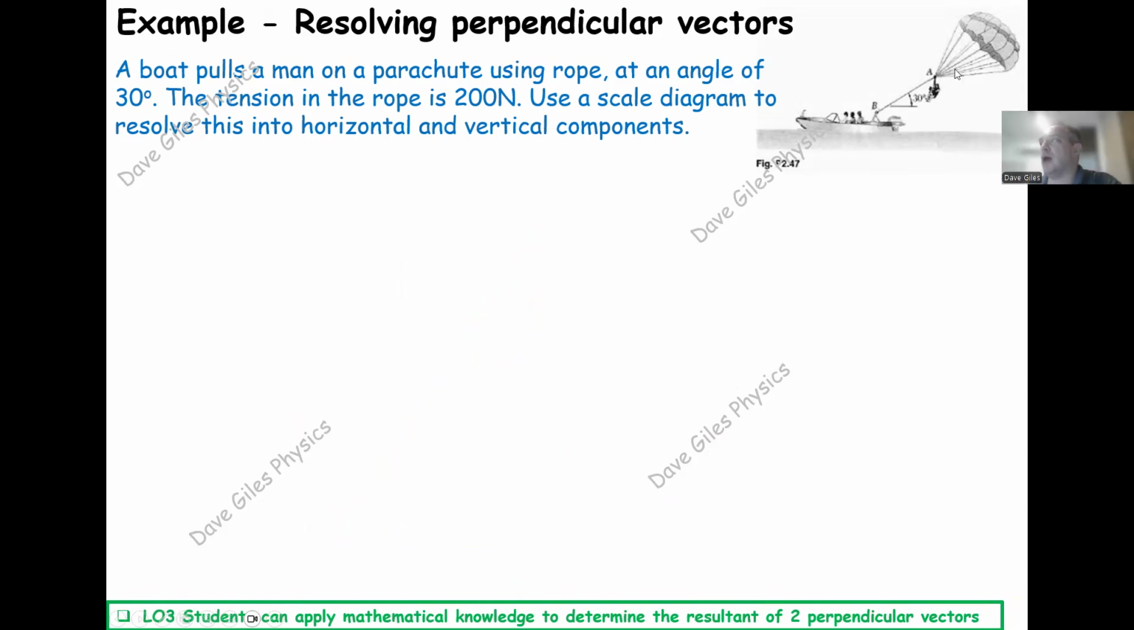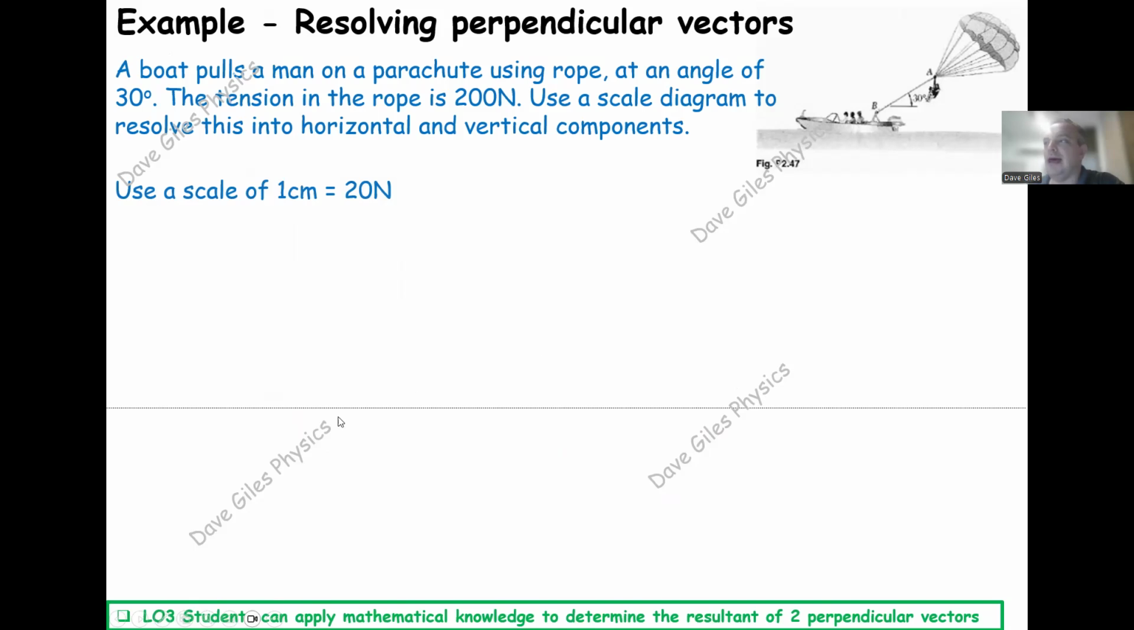I've got a skydiver being towed along and there's tension in the rope of 200 newtons, and between the boat and the rope, the angle is 30 degrees. So use a scale of 1 centimeter is 20 newtons. So it'll be like 10 centimeters long. The resultant, which should take up quite a bit of an A4 page. If you've got room to make the scale so that it takes up more of the page, that's even better. But I'm using 1 centimeter is 20 newtons.